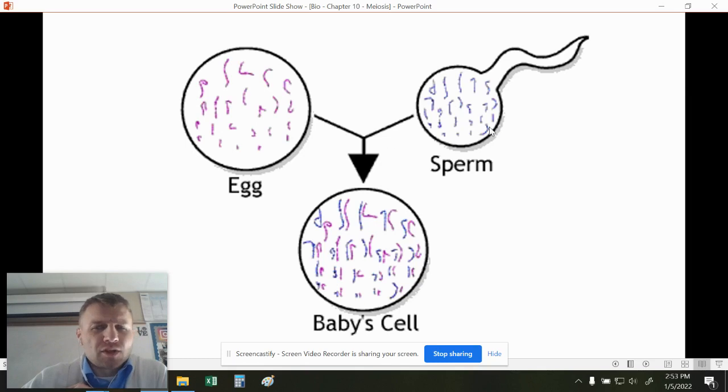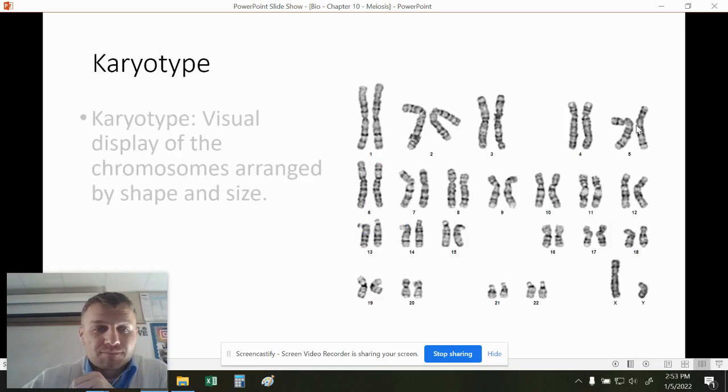Here's again that image we looked at before where we have the egg and the sperm. I like showing this because you get to understand that there are 23 chromosomes in the egg, 23 in the sperm, and then the baby cell that's produced after that has 46 chromosomes. So that's where the chromosomes come from. It's 23 from dad, 23 from mom.